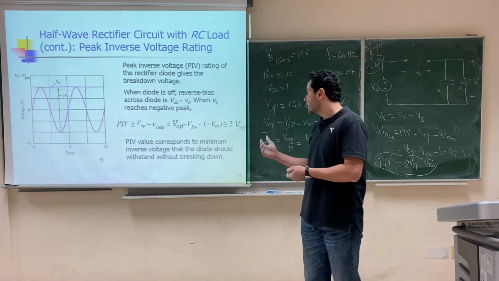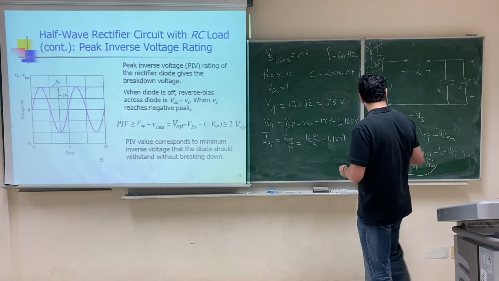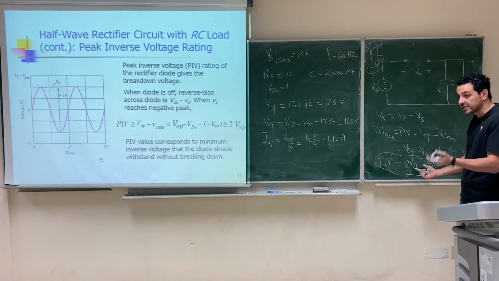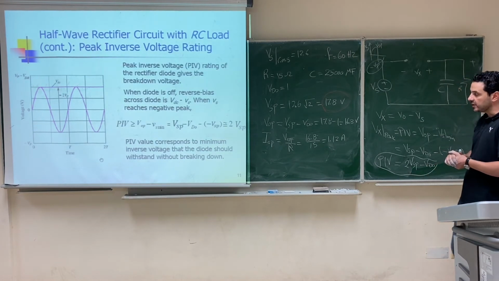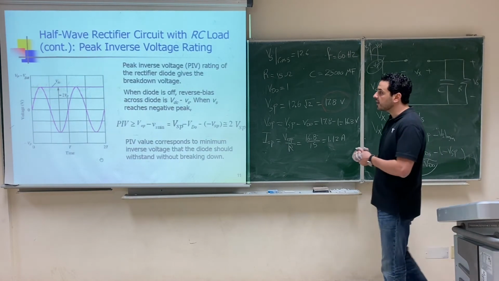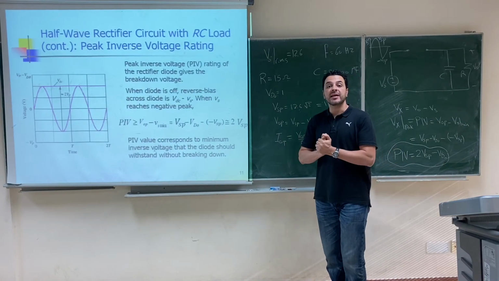So here, in this circuit, the peak inverse voltage will be higher than the previous circuit of resistive load only, and the peak inverse voltage will be 2 Vs peak minus VDO. Okay, great. So what about the maximum forward current?